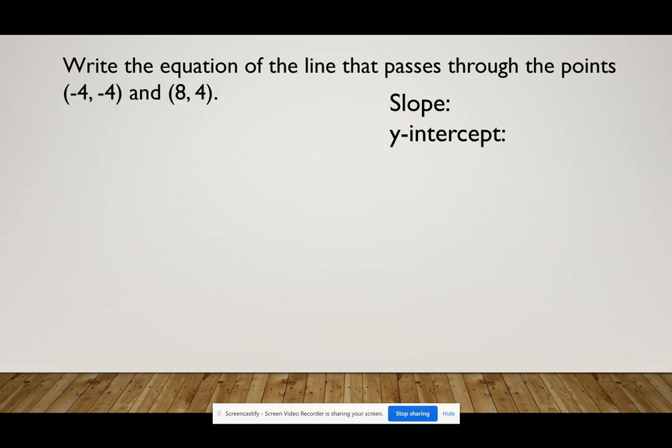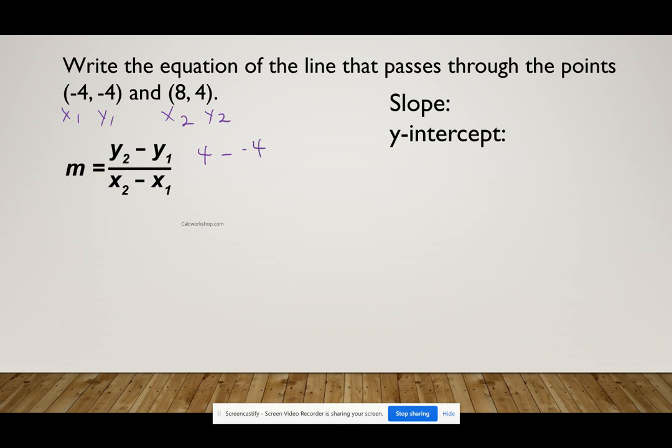All right, let's try this one more time. Again, we have to find the slope. So I'm going to label my pieces x1, y1, x2, and y2, and we're going to substitute them into our slope equation here. So y2 is 4 minus y1, which is negative 4.